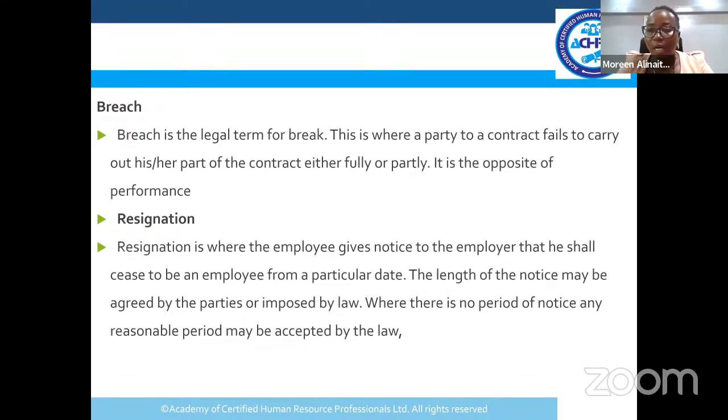Resignation. Resignation is where the employee gives notice to the employer that he or she shall cease to be an employee from a particular date.